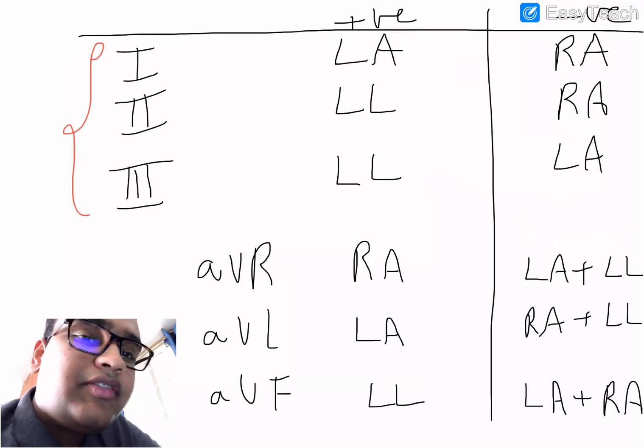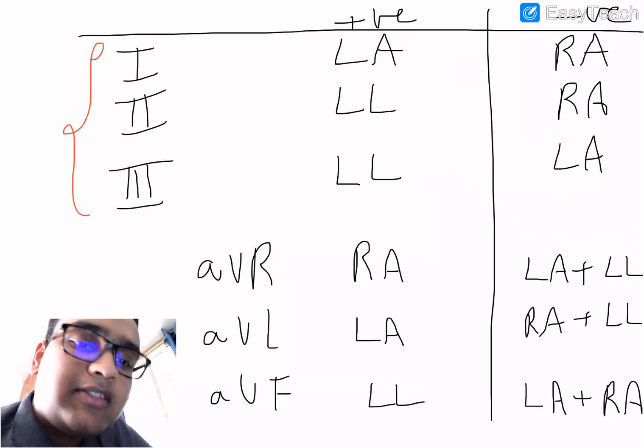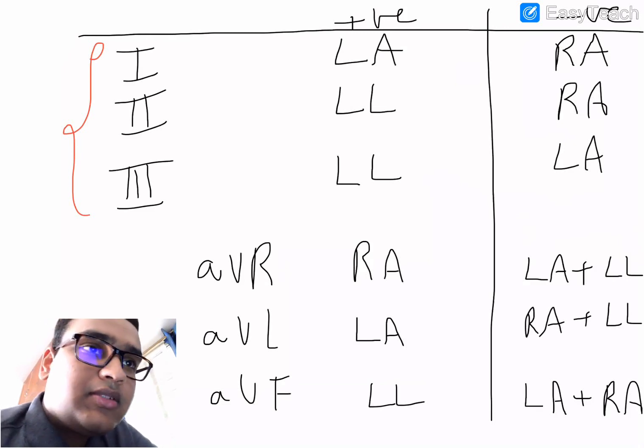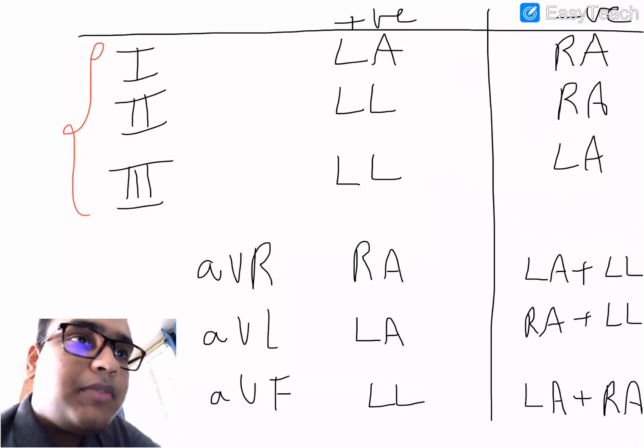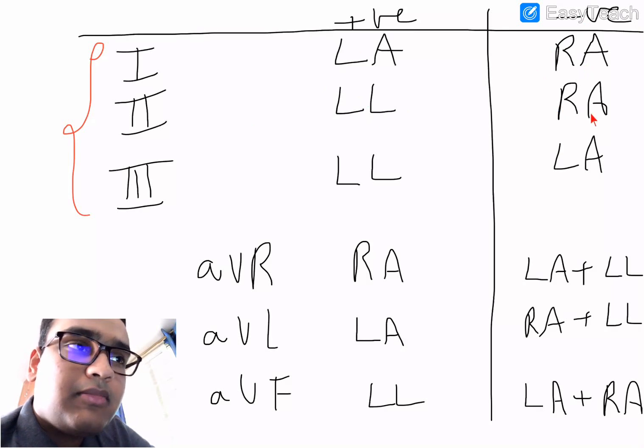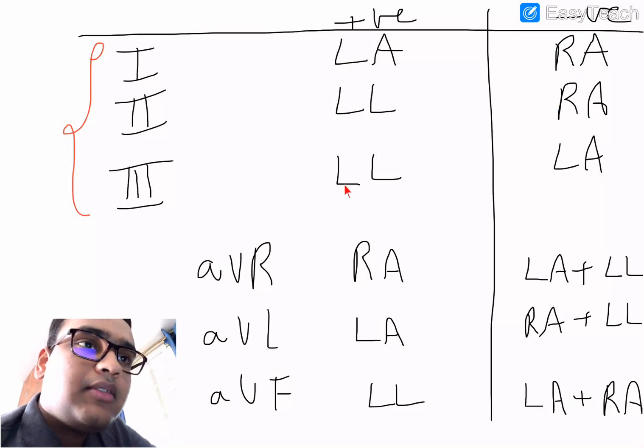For each lead, there has to be a closed circuit. That means there has to be a negative input and a positive input. So for lead 1, the positive input is the left arm and the negative input is the right arm. For lead 2, the positive input is the left leg and the negative input is the right arm. For lead 3, the positive input is the left leg and the negative input is the left arm.